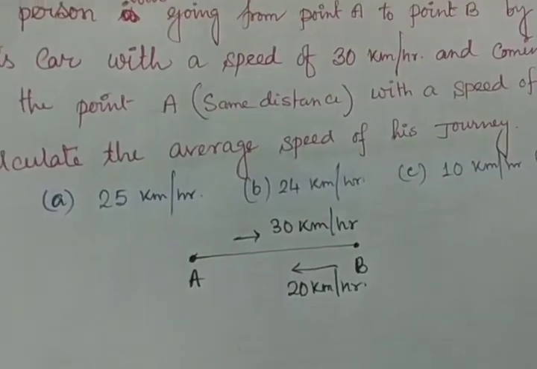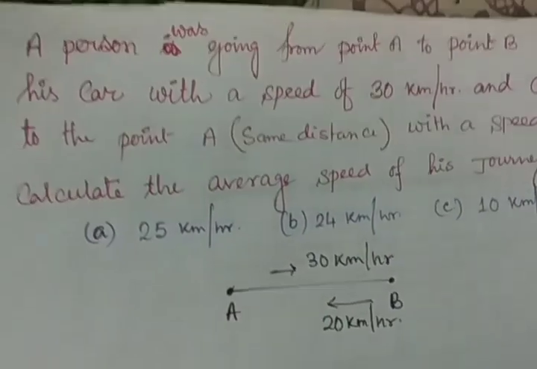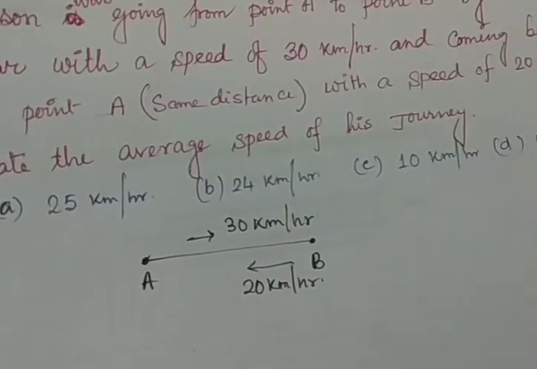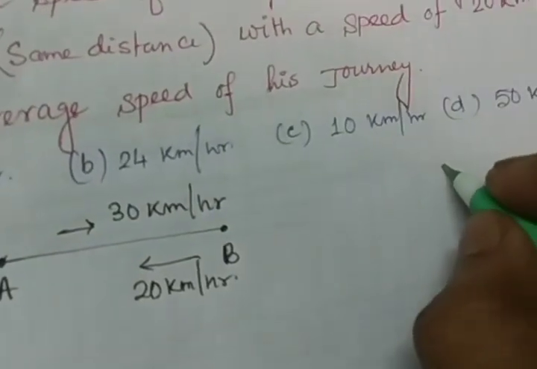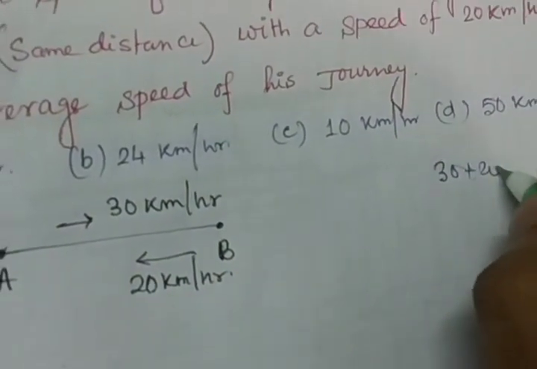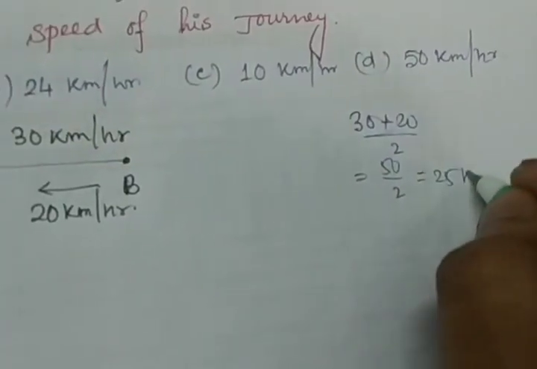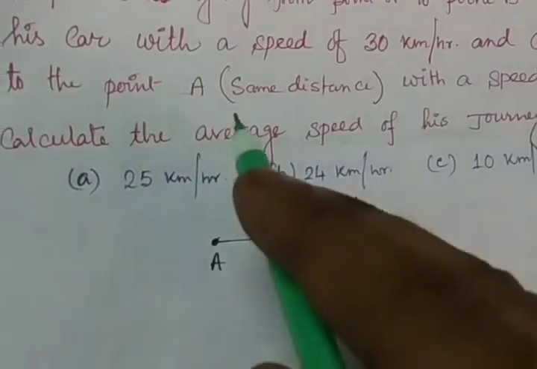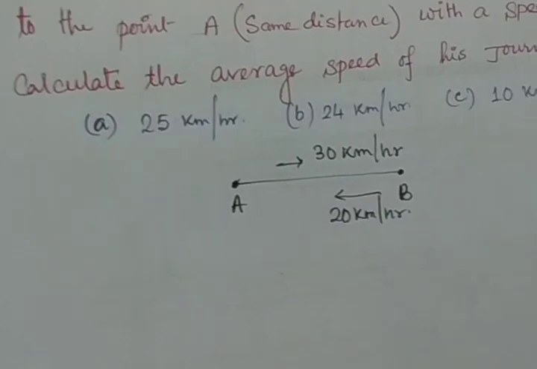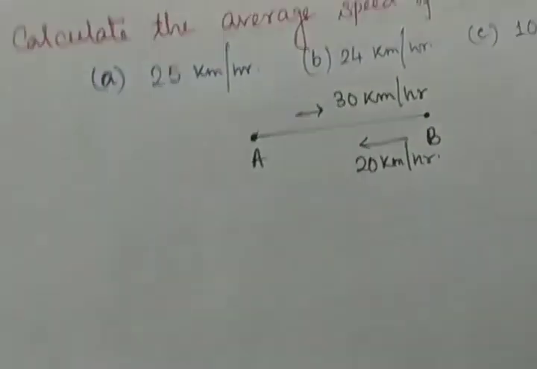In your mind, you always know average means first addition divided by 2. Those who don't know the formula can do 30 plus 20 by 2, and it is coming 50 by 2. This is nothing but 25 km per hour. So you will tick option A, and I must tell you this is a completely wrong answer. Just see here how to solve this kind of problem.